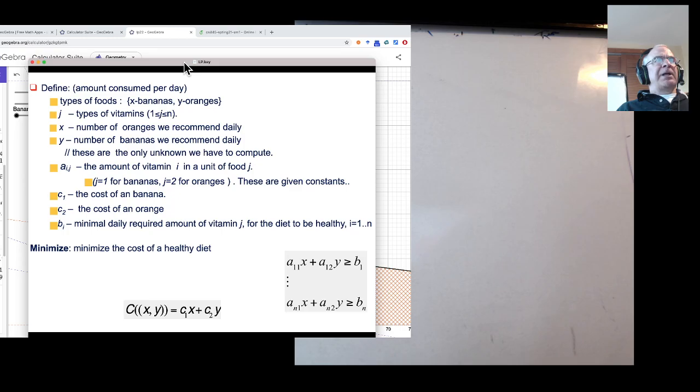And having a square root of 2 number of bananas per day is absolutely fine with me. I don't care if it's integer or not. a_ij given to me is the amount of vitamin i in unit food j. That is, if I have only two types of food, then I have a_11 that says units of vitamin 1 in an orange. a_12 says units of vitamin 1, but in a banana.